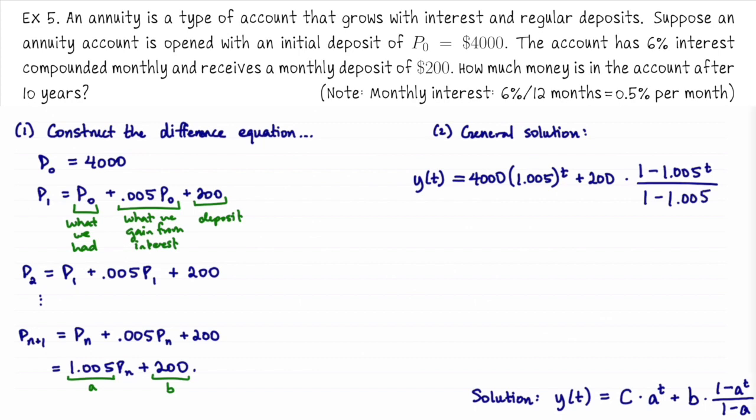Okay, so how much money is in the account after 10 years? You have to be careful here. We're doing monthly calculations, so that's 120 months. So we can solve for that by doing P of 120, and that's approximately $40,053.46. So actually that went up pretty far from $4,000.